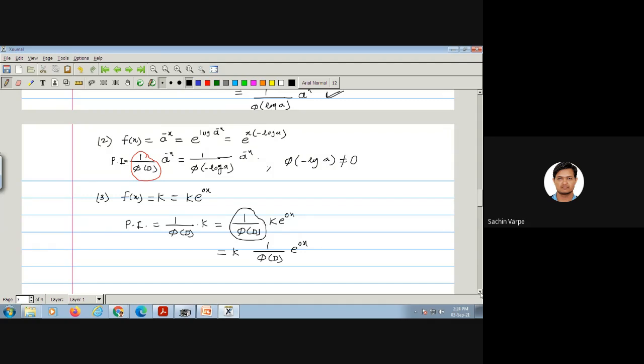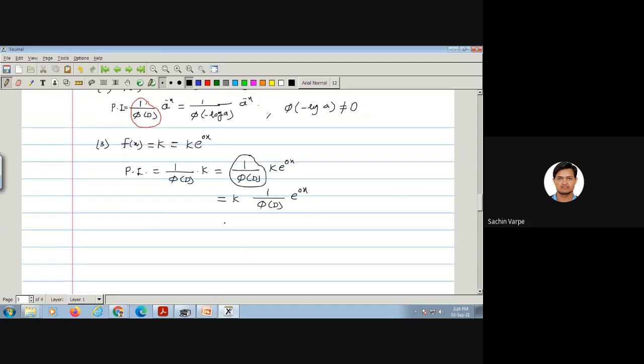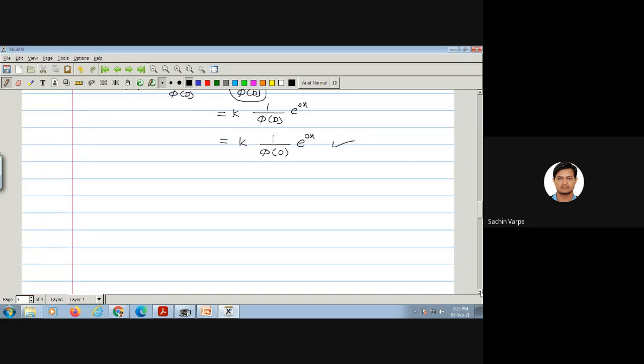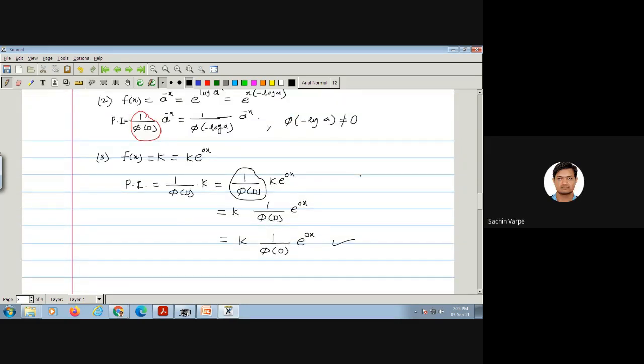And what do we do in case of e raised to 0x? We replace d by 0, right? So this will be the particular integral in case f(x) is a constant function. Clear? Clear to everyone?